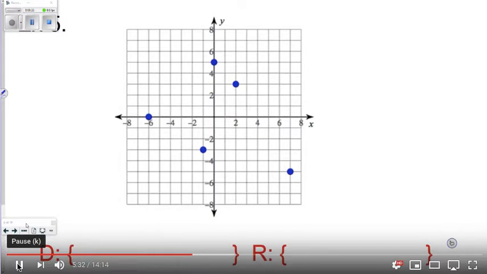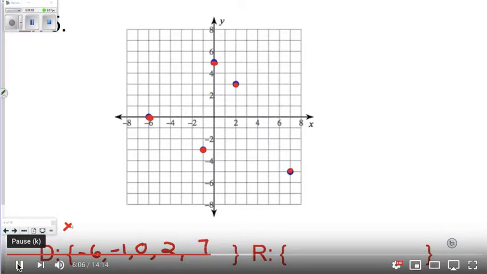Now we're looking at ordered pairs on a graph to find the domain and range. When we're looking for the domain, that is your x values. We go from left to right on the graph to get them in order from least to greatest. So the first x value we find on the graph is at -6. Then we continue to the right. Our next x value is at -1. Then we're at 0. Our next x value is at 2. And then our last x value is at 7.